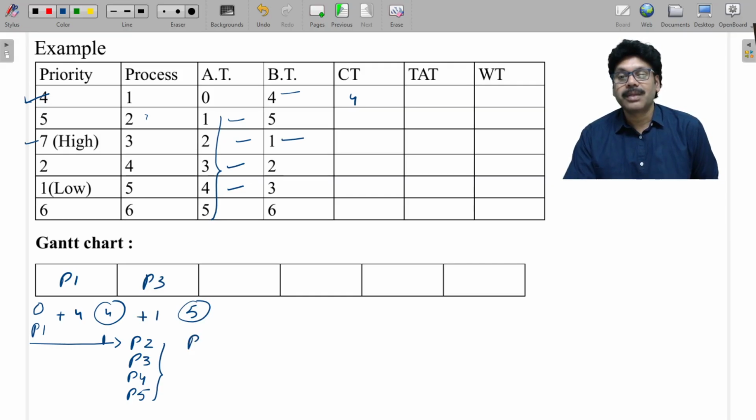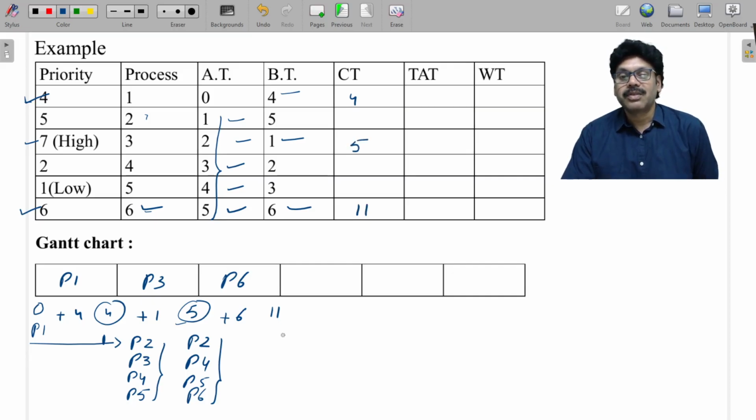And what other processes are there? P2 is left and P4 is left and P5 is left. During this time, one more process has come, that is nothing but P6, because during the execution of P3 and P1, one more has come, that is process 6. So just now 2 processes have completed, and among these 4 processes you need to cross check which is having highest priority. After 7, which is having highest priority? This guy. So process 6 is executed for 6 units of time. So it completed at 11 and P3 completed at 5.